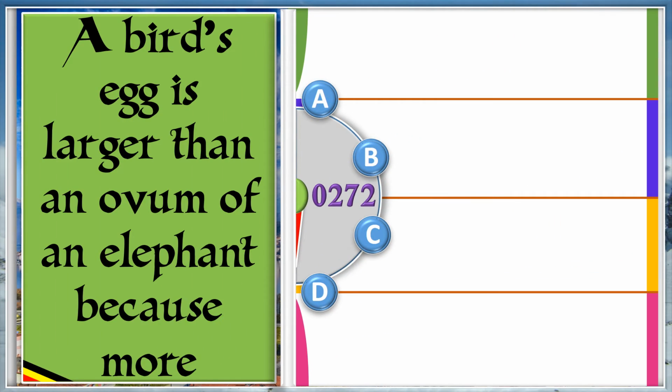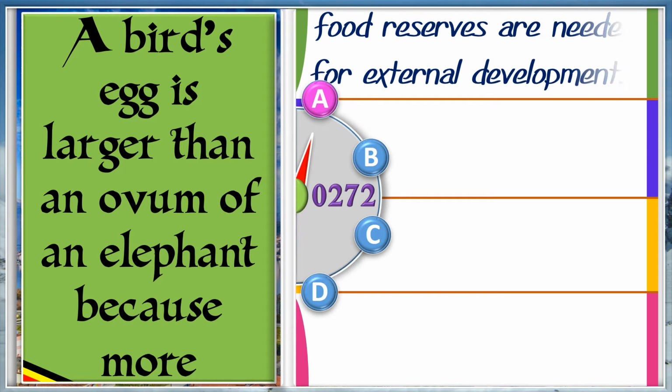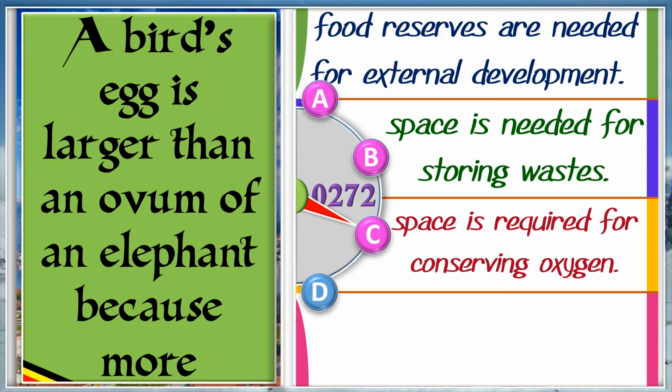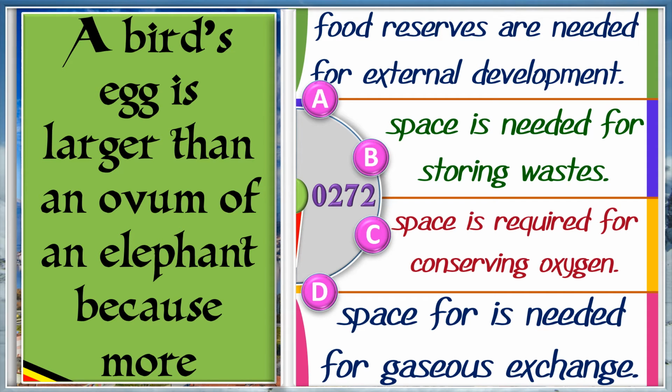A bird's egg is larger than an ovum of an elephant because more: A. Food reserves are needed for external development. B. Space is needed for storing wastes. C. Space is required for conserving oxygen. D. Space is needed for gaseous exchange. And the answer is A. Food reserves are needed for external development.